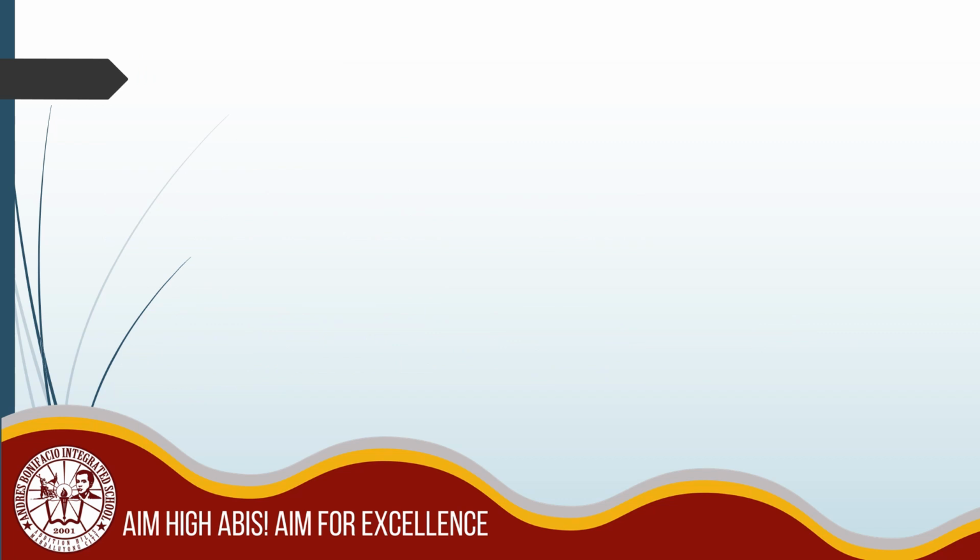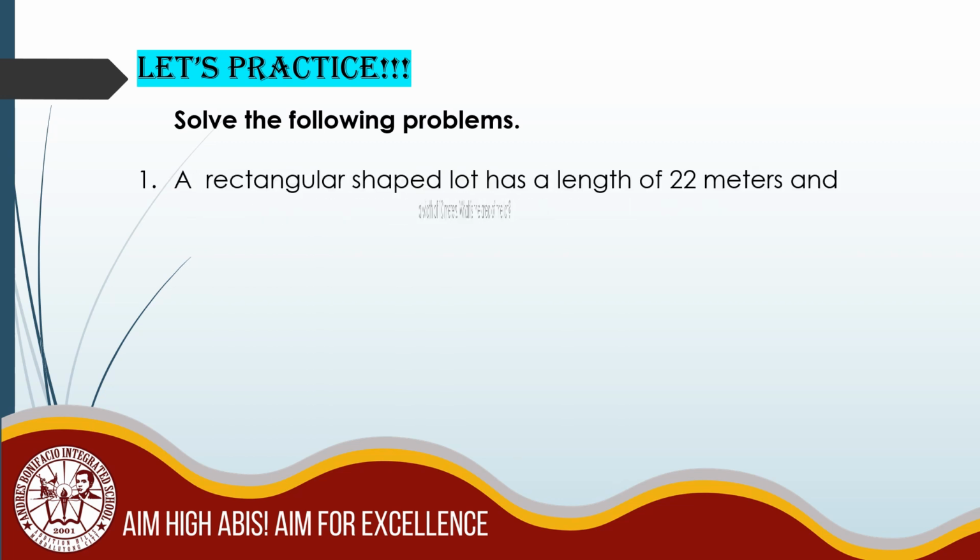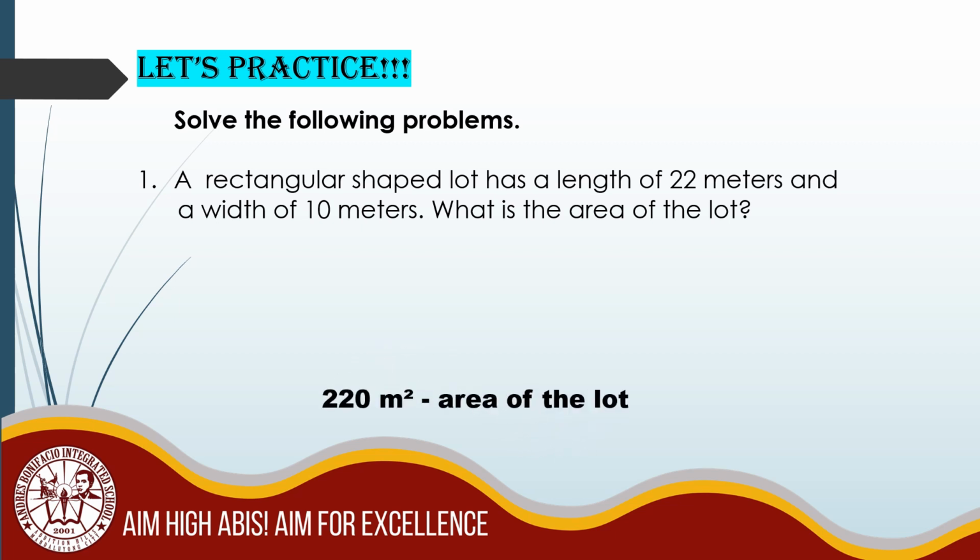Let us try to practice. Handa na ba kayo mga bata at mga home learning partners? Solve the following problems. And here's our first problem. A rectangular shaped lot has a length of 22 meters and a width of 10 meters. What is the area of the lot? And if you answer 220 square meters, then you are correct.